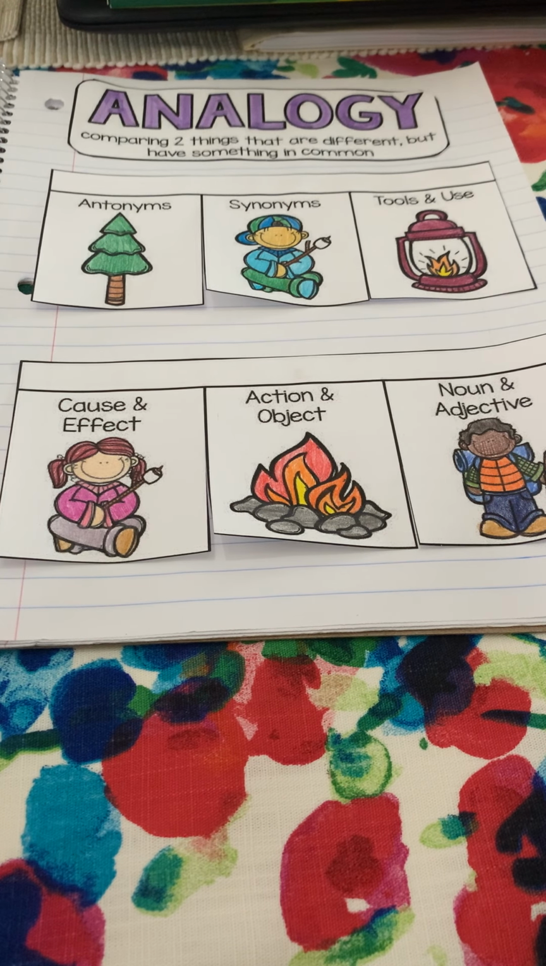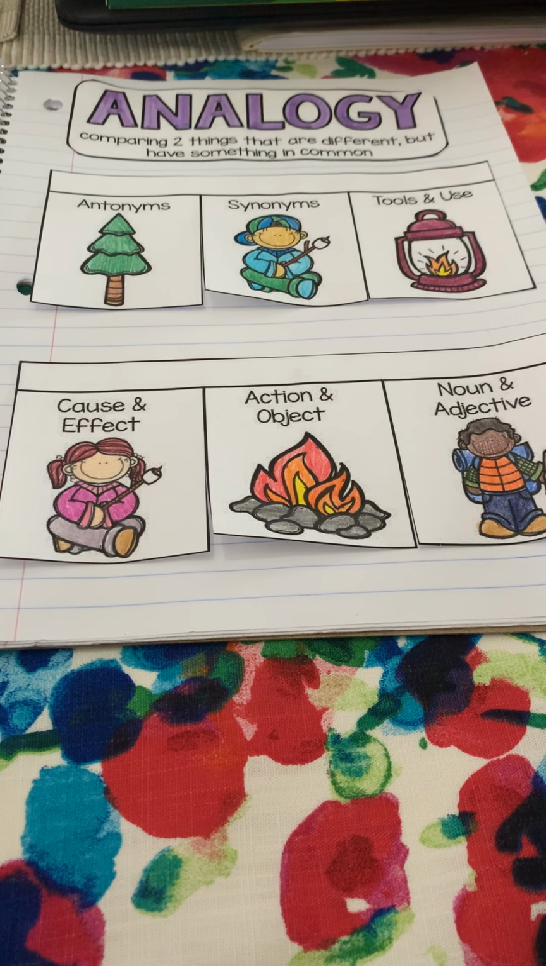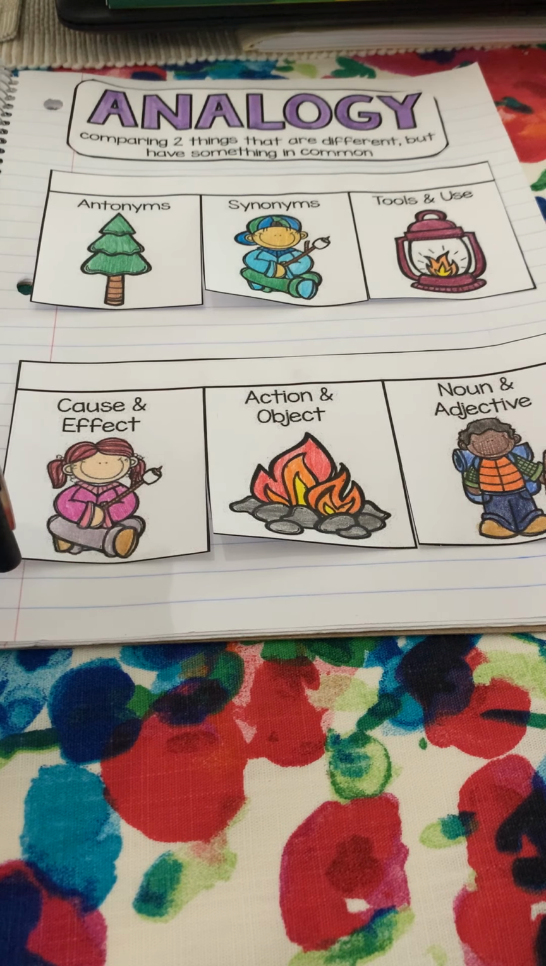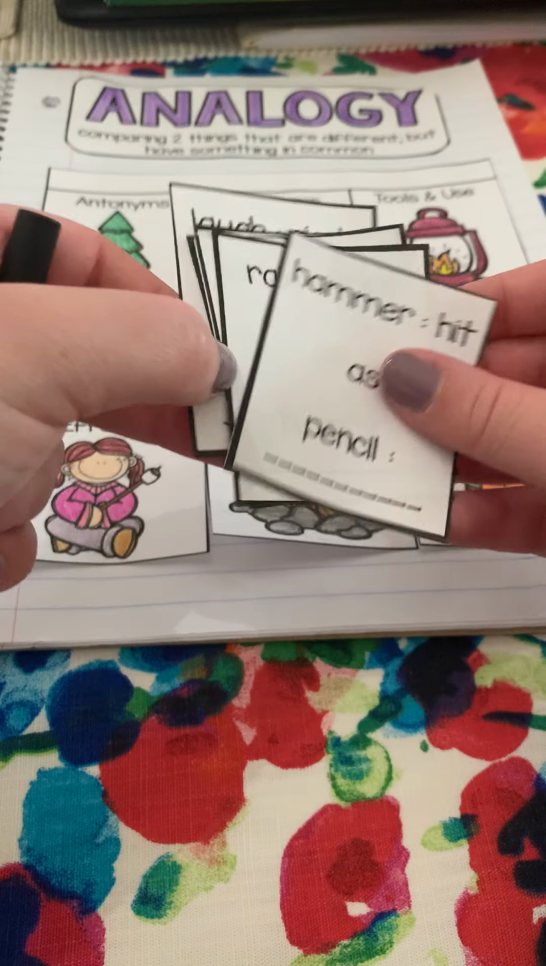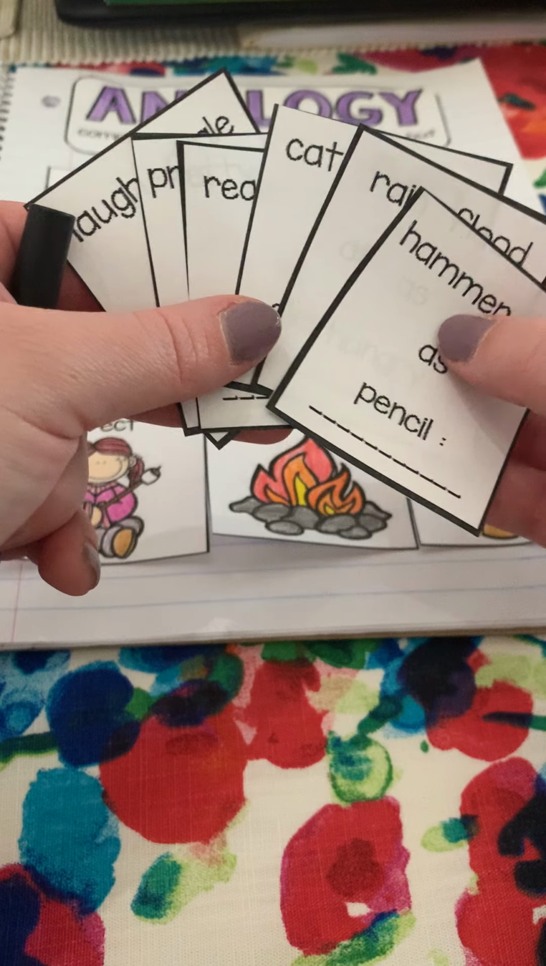I sent you a YouTube video to watch before you do this one that explains what analogies are. So watch that video, and then I need you to cut out the different pieces and glue them in your notebook. This is all one page, so glue this down. And then there's another page that has these little pieces that we're gonna glue inside.